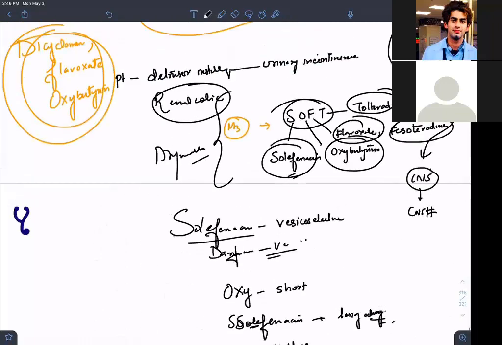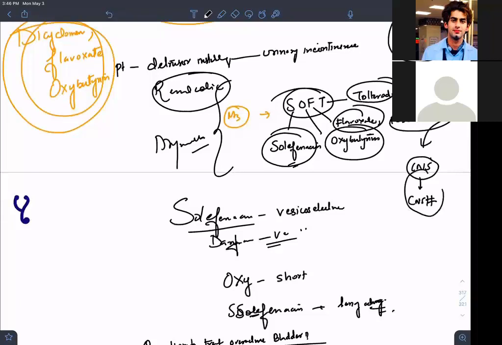Can you tell me one thing: why is trospium not able to cross the CNS? Because it is a quaternary amine. It's a quaternary amine, isn't it? This is a concept which you should know. Is it fine? Is it clear?